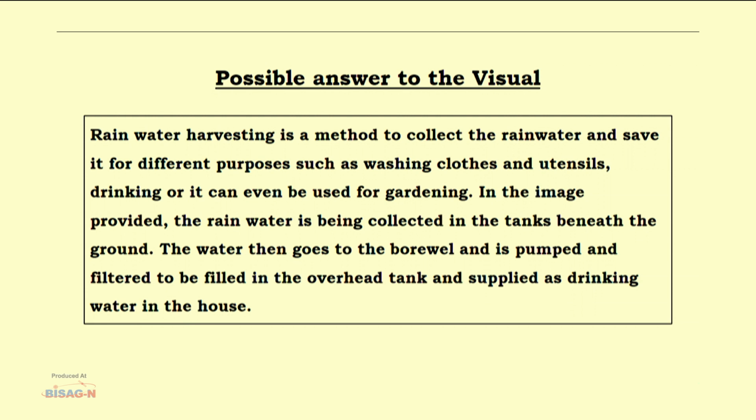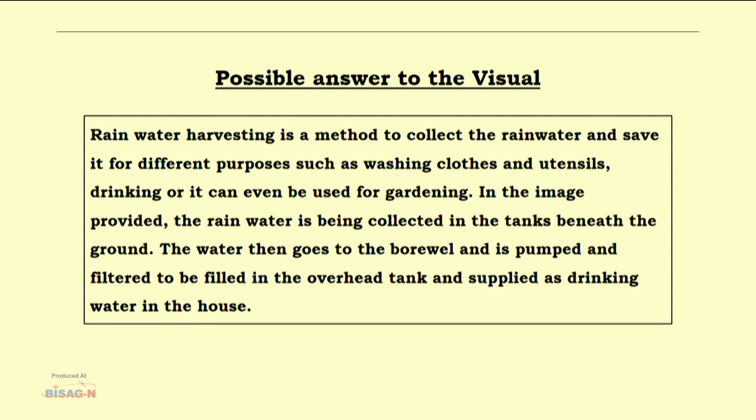The possible answer to the visual can be: rainwater harvesting is a method to collect rainwater and save it for different purposes, such as washing clothes and utensils, drinking, or it can even be used for gardening. In the image provided, the rainwater is being collected in tanks beneath the ground. The water then goes to the borewell and is pumped and filtered to be filled in the overhead tank and supplied as drinking water in the house.